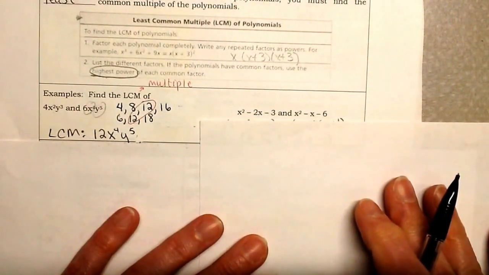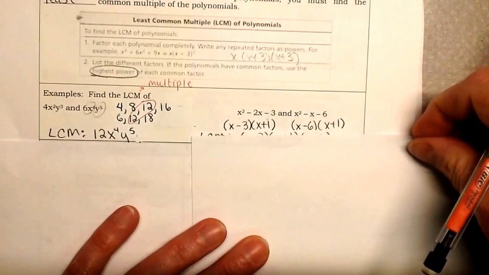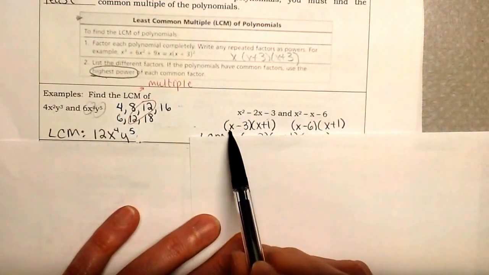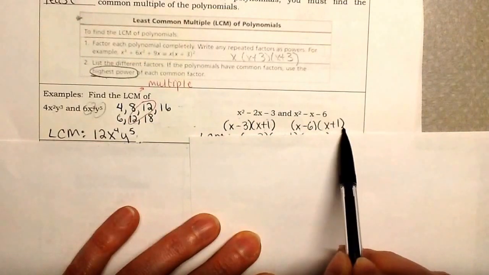Now these are monomials, so that's how you do the monomials. If you have polynomials, you're going to have to factor. And again, I'm just going to factor these out for you. These are already factored: x minus 3, x plus 1, and this is x minus 6, x plus 1.